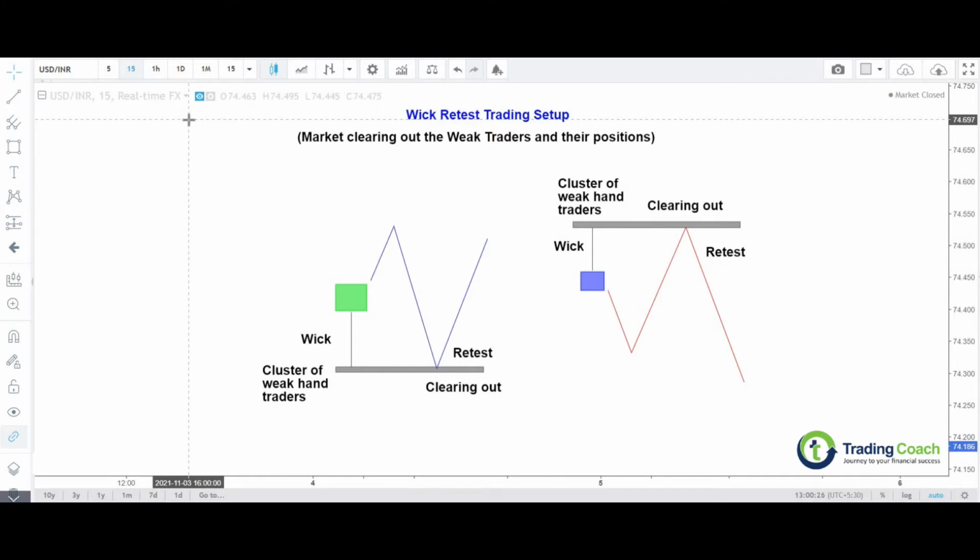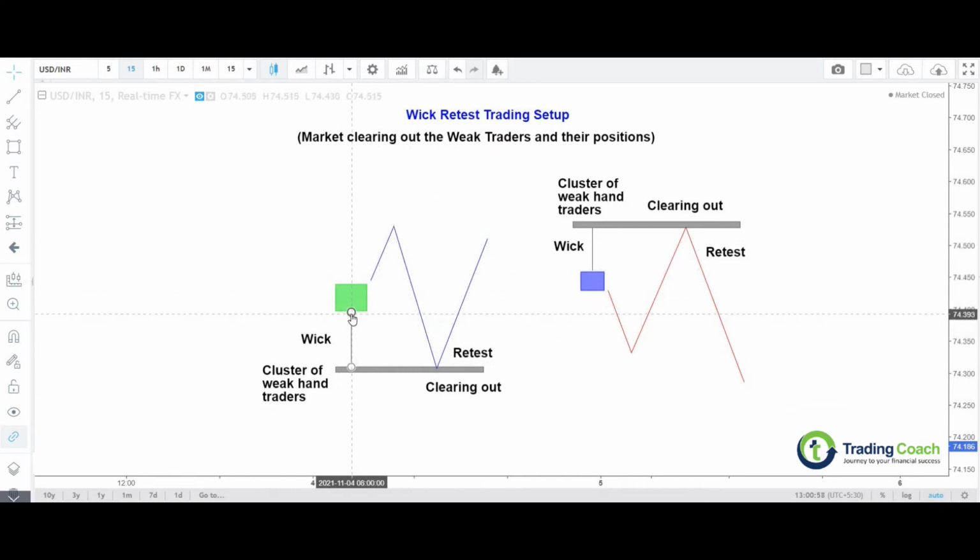Alright, now let's just get into the topic. Let us try to understand this Wick retest trading setup. So here you can see a nice diagrammatic example of the Wick retest trading setup. On the left hand side, you have the bullish Wick retest trading setup, and on the right hand side we have the bearish Wick retest trading setup. First of all, let us talk about the bullish Wick retest trading setup.